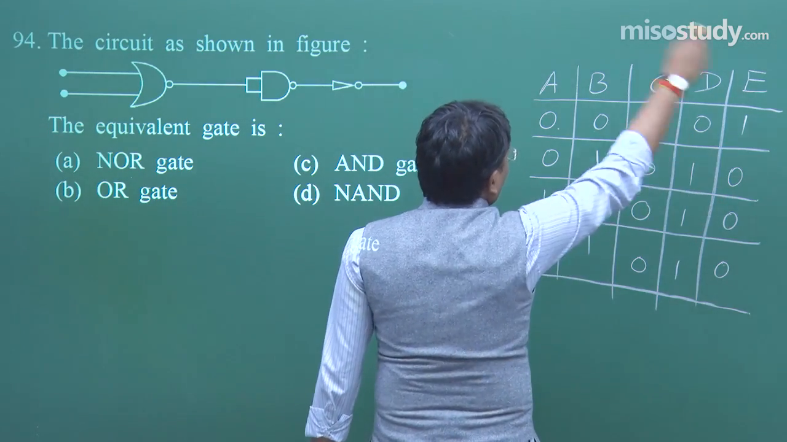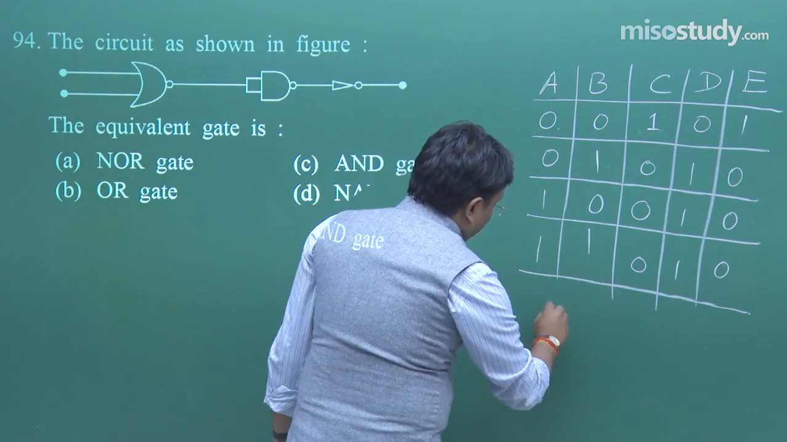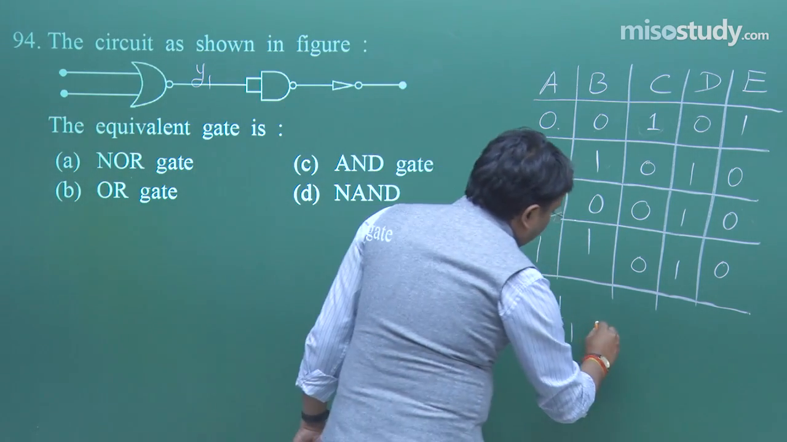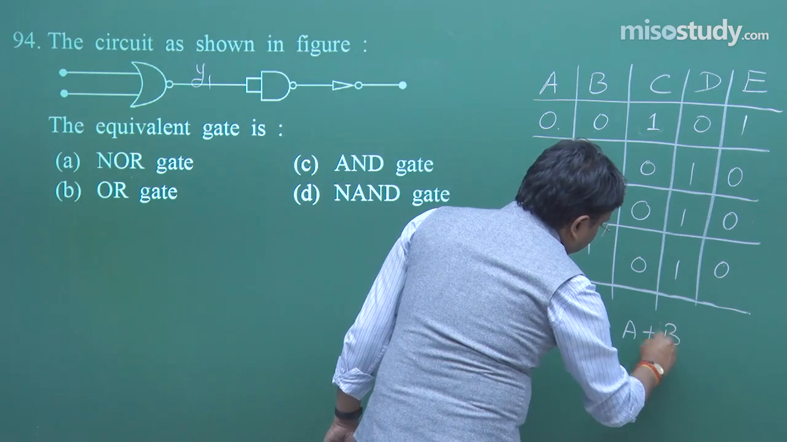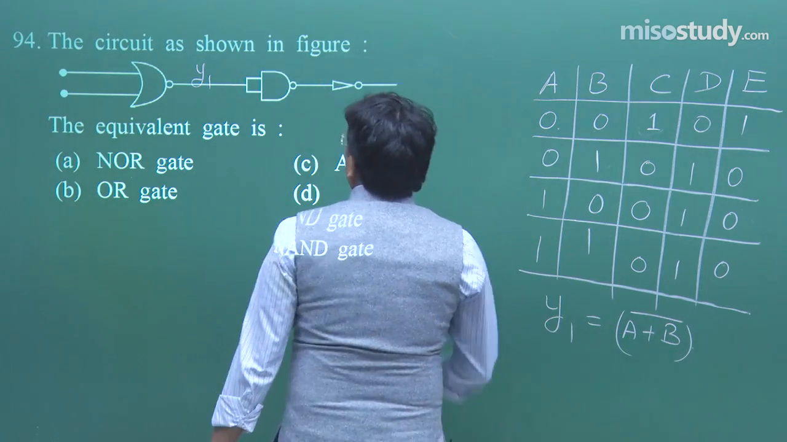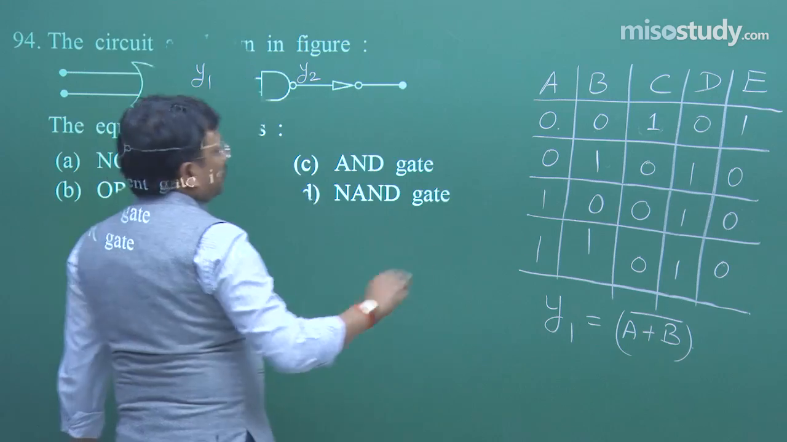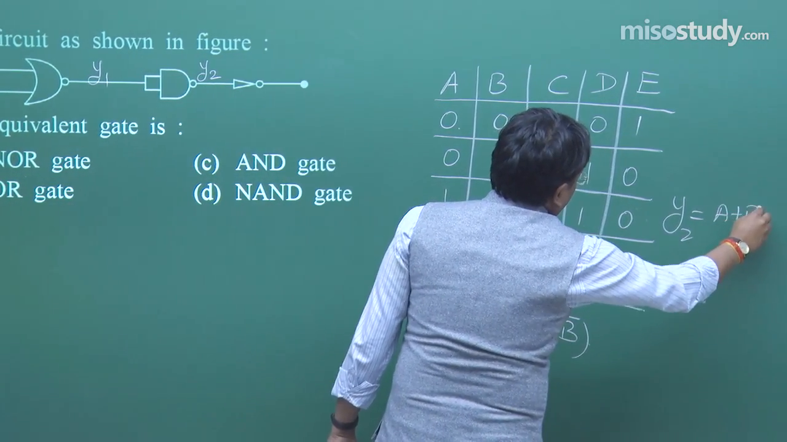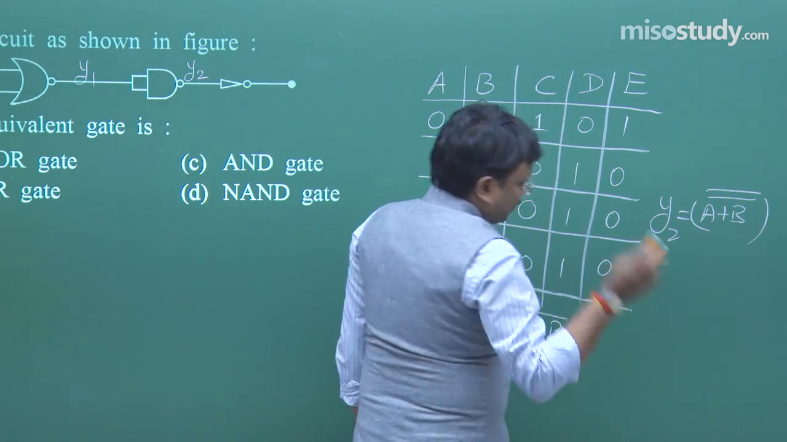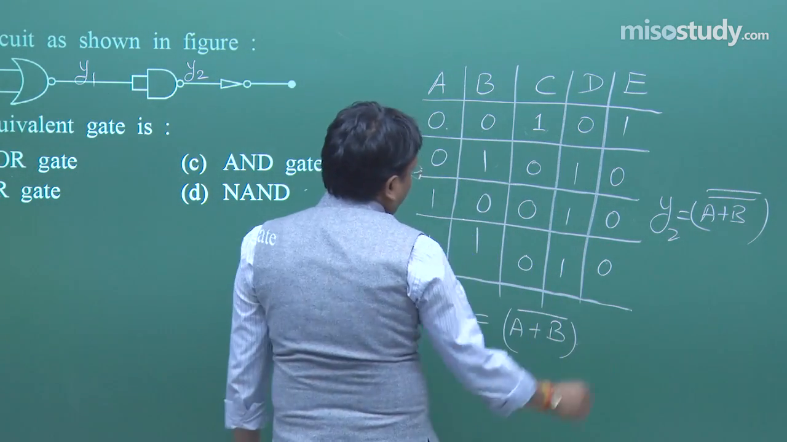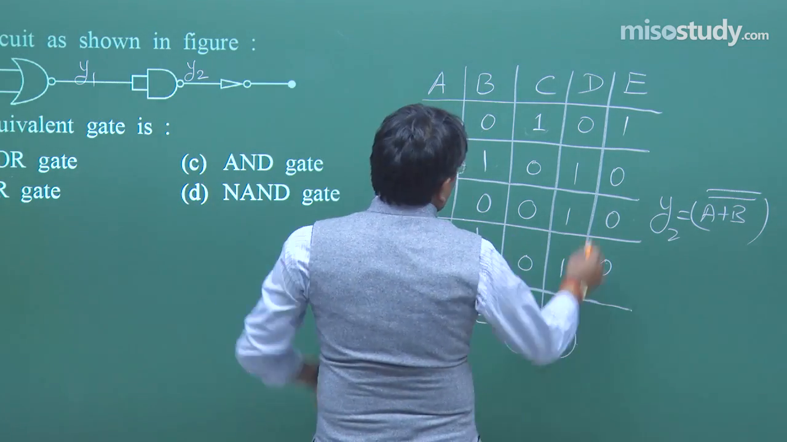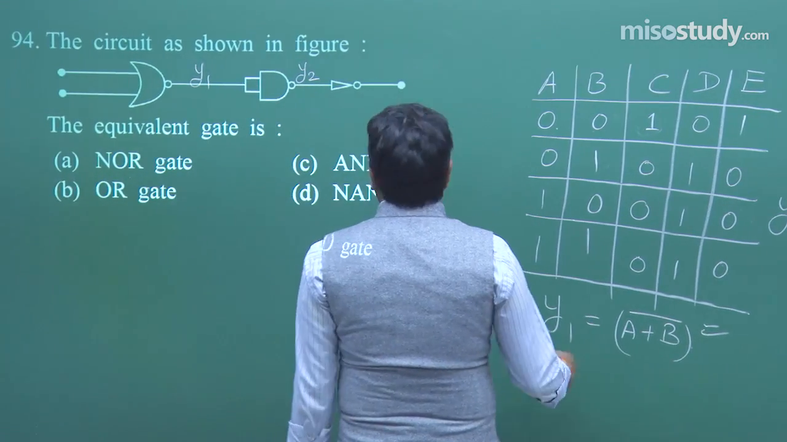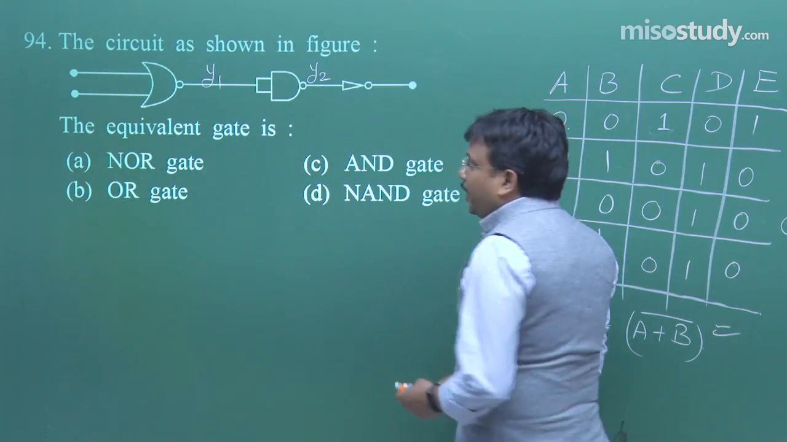So you can use this truth table approach, or you can use the Boolean expression approach, that is Y1. For Y2, I will write A plus B bar bar, that is A dot B, and again it will give me A. This is Y3. So you can use either this approach or this approach. A is your correct option, or the truth table approach. Choice is yours.